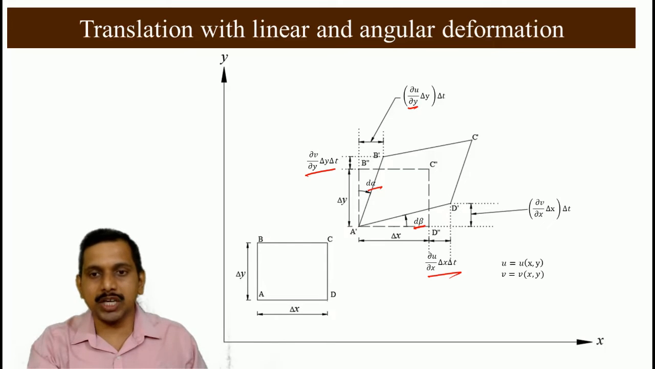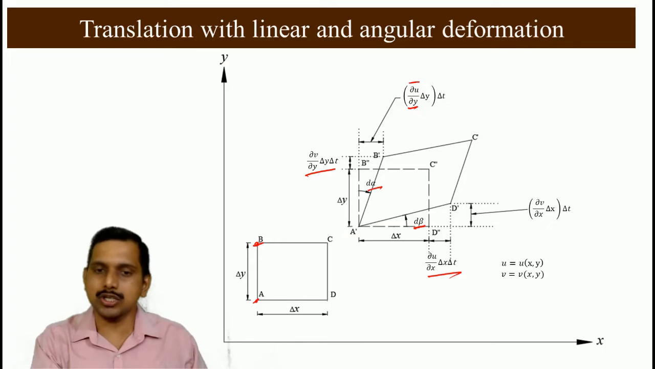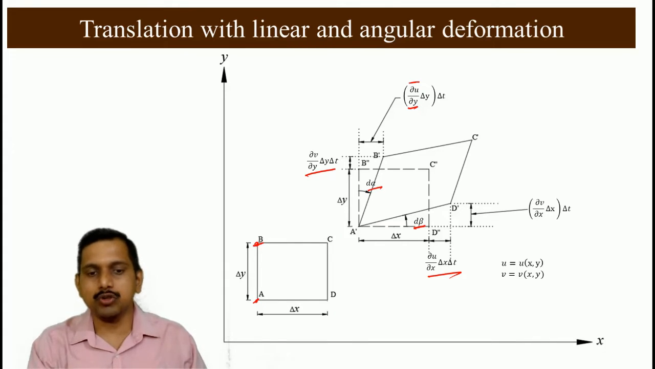How does u change with y? That means if dou u by dou y is equal to 0, then what happens? This line A to B goes in the same way; it doesn't have any angular deformation. But because the u velocity is different for these 2 points, what is going to happen? B is going to move faster or slower, depending on the sign of dou u by dou y. In this case it moves faster, so B moves faster than A.